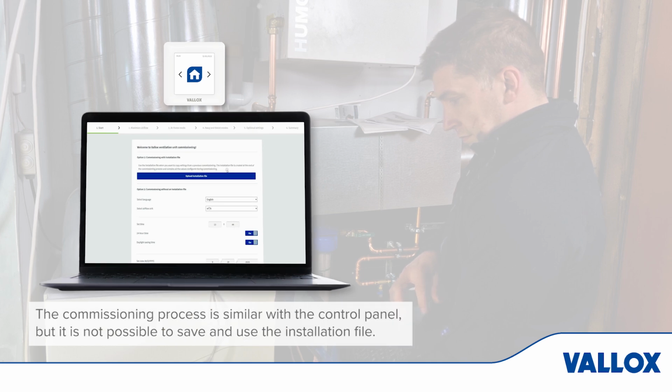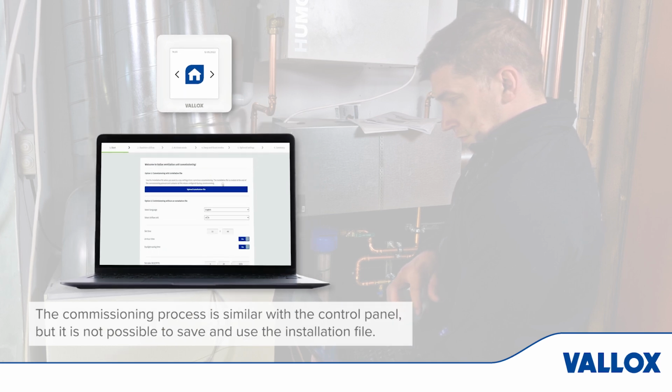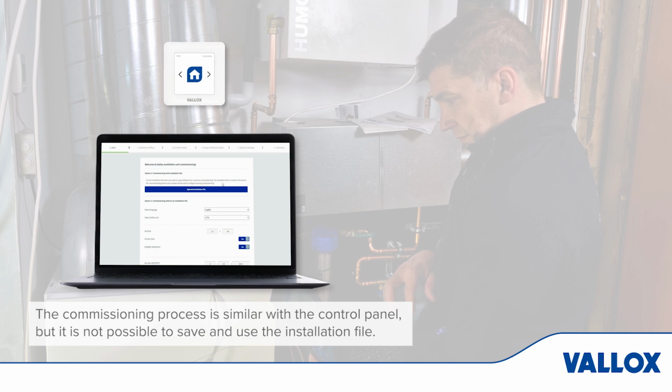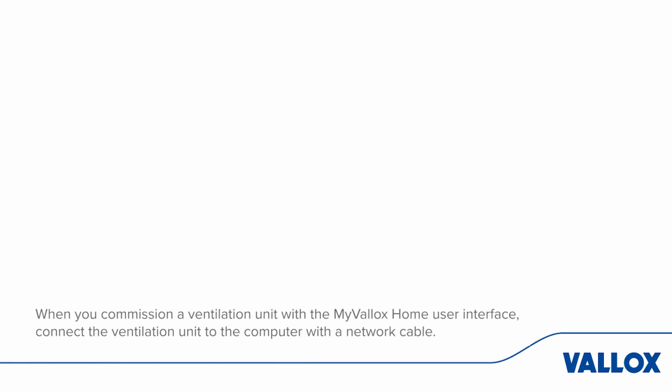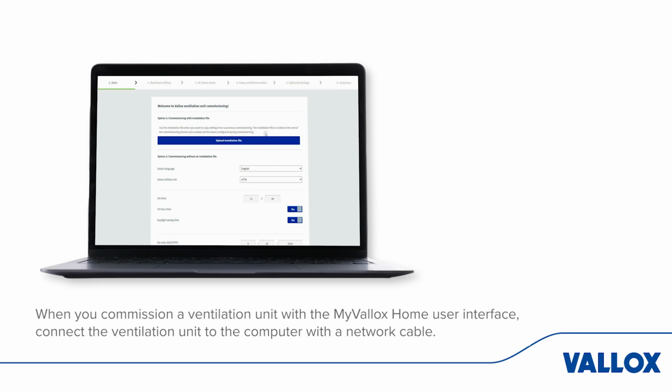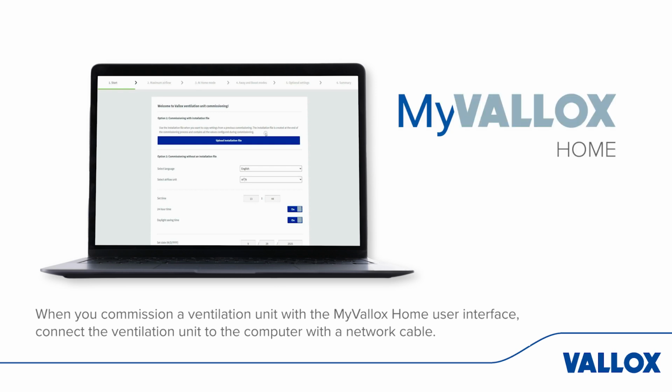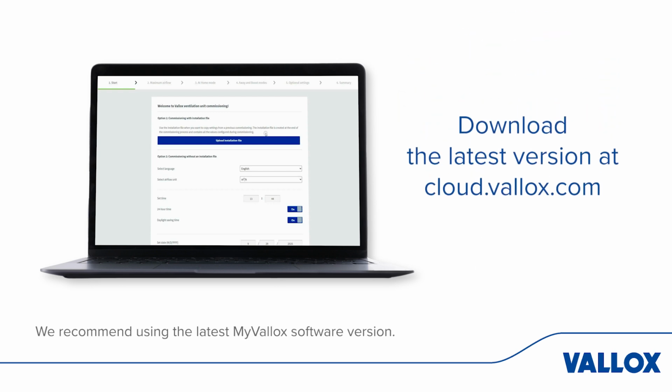The commissioning process is similar with the control panel, but it is not possible to save and use the installation file. When you commission a ventilation unit with the MyValak's home user interface, connect the ventilation unit to the computer with a network cable. We recommend using the latest MyValak software version.